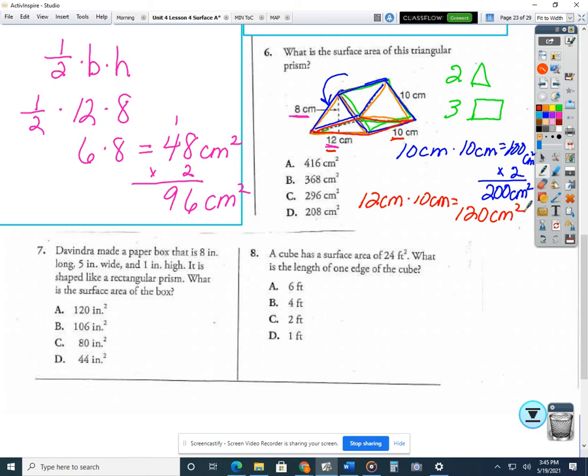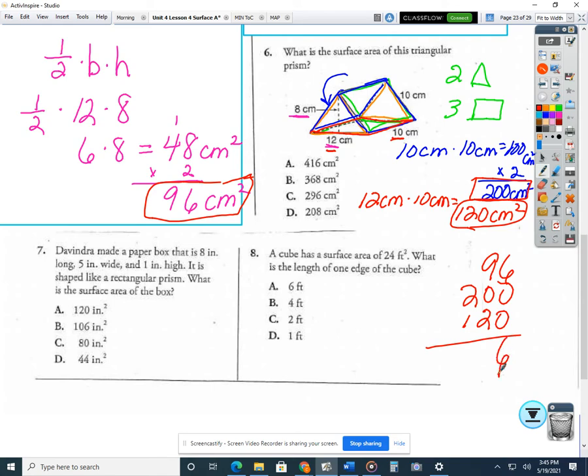So now we need to total all three of these areas. We're going to add 96 plus 200 plus 120, and we get 416, and these all have the same unit of measure of centimeters squared. Answer choice A.